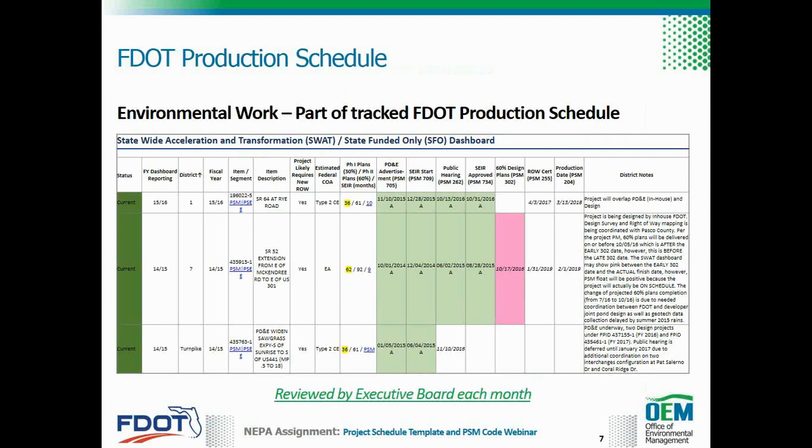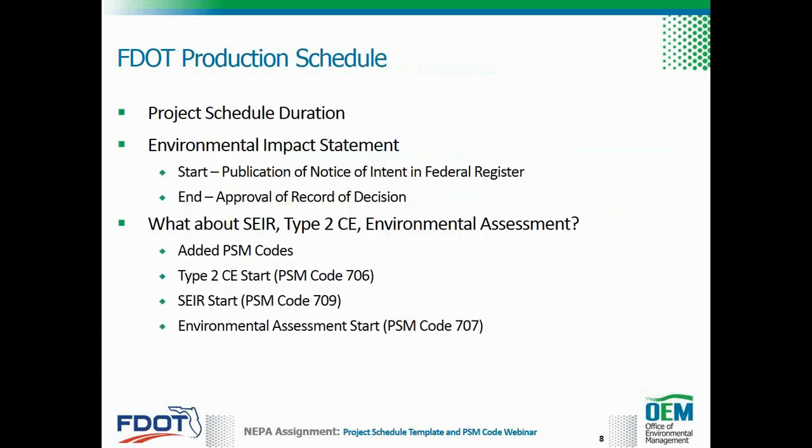These dashboards show when a certain activity is on time, behind schedule by 2 weeks, or behind schedule by more than 2 weeks. For this concept to work, first we need well-defined beginning and ending milestones. To illustrate this point, I'll use an environmental impact statement as an example.